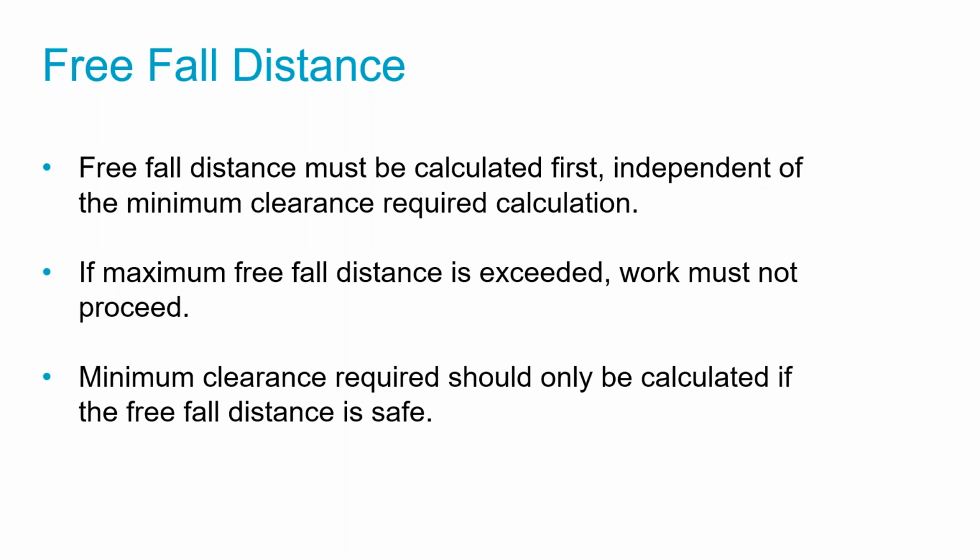When planning to work at height using a fall arrest system, the first calculation that must be done is free fall distance. This calculation must be done separately or independently from the minimum clearance required calculation. When combined, it is easy for a worker to miss or skip over an exceedance in the free fall distance. If maximum free fall distance is exceeded, work must not proceed as the equipment is being used outside of its specifications and limitations. In such situations, work must stop and be re-evaluated and must not proceed until the manufacturer's maximum free fall distance has not been surpassed. This is a critical step in the fall protection planning process.